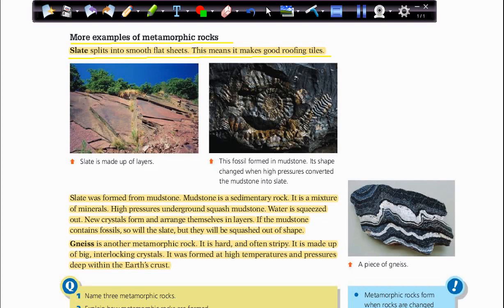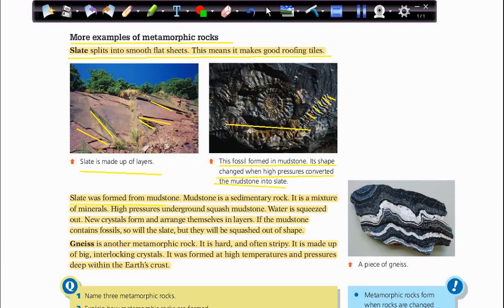Okay, look at this picture. Slate is made up of layers. Here, we have layers. As you can see, different layers. It's like smashed rocks or smashed surface. This fossil formed in mudstone. We have here mudstone, but inside it there is a fossil. Its shape changed when high pressure converted the mudstone into slate. So because of this pressure, they converted into slate. So you can see them here like stripy. We have here lines, okay, or stripes.